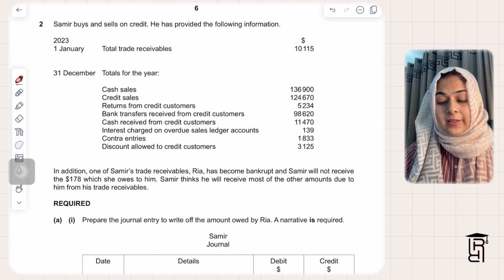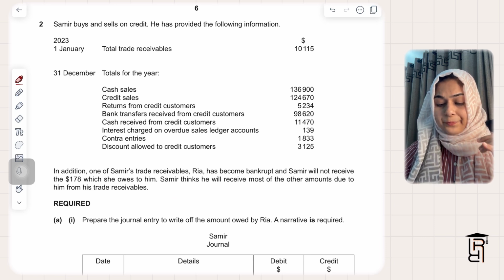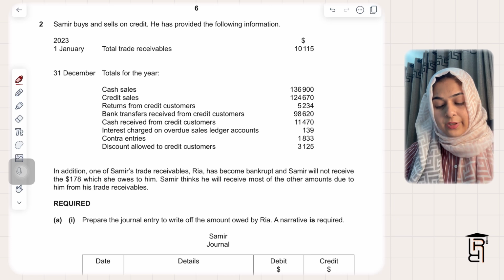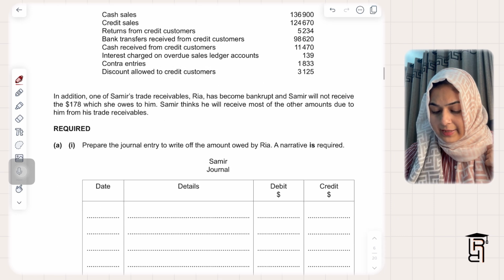The question here says Samir buys and sells on credit. He has provided the following information. They've given you total trade receivables at the start of 2023, and then they have given you certain totals for this year of 2023, and at 31st December they've given you some totals here.